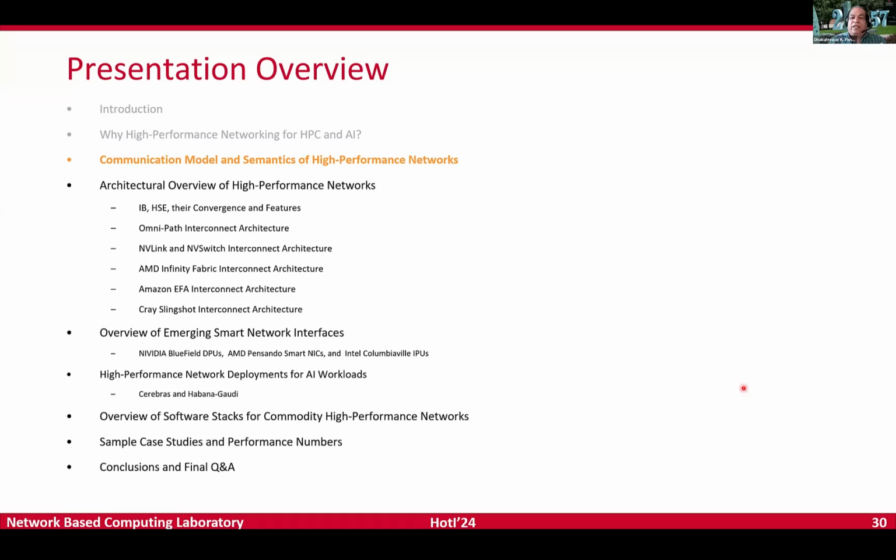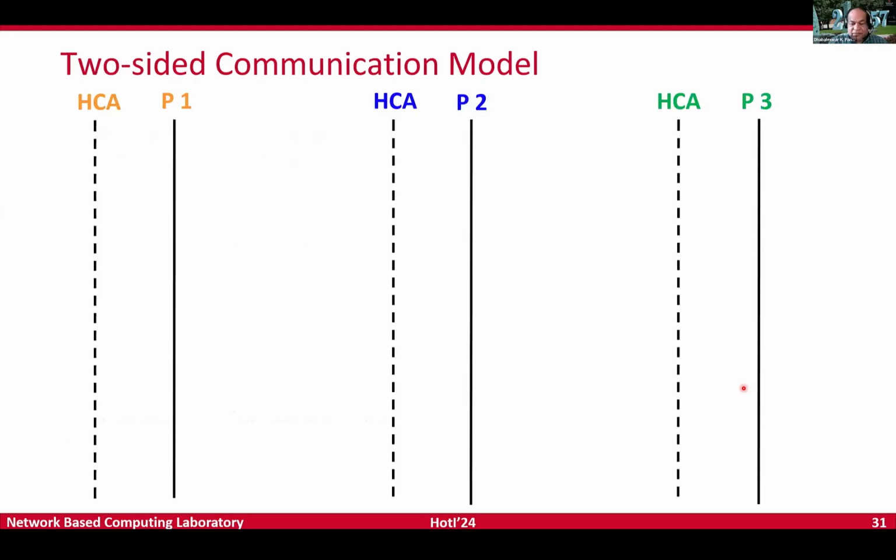Okay, and the semantics, which actually bridges the features of high performance networks with that of the upper layers. So what we'll introduce over the years, we'll give a summary here. Broadly, there are two kinds of communication model. One is called two-sided and the other one is called one-sided. We'll take a look. So let's start with the two-sided communication model.